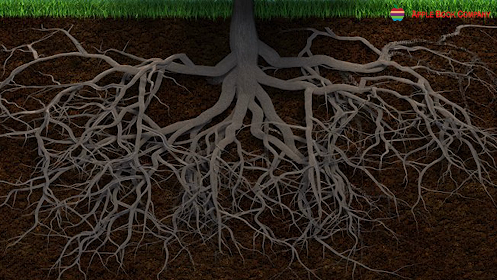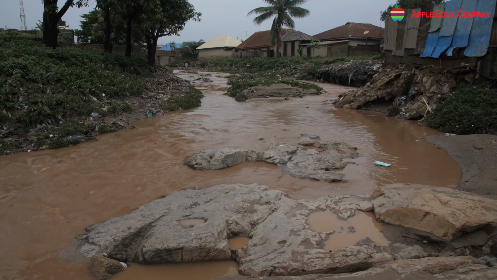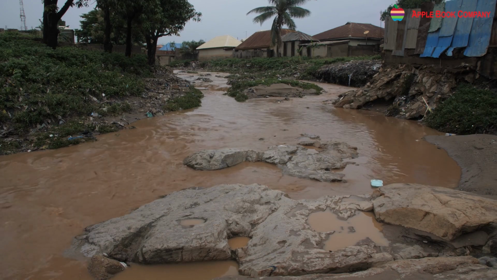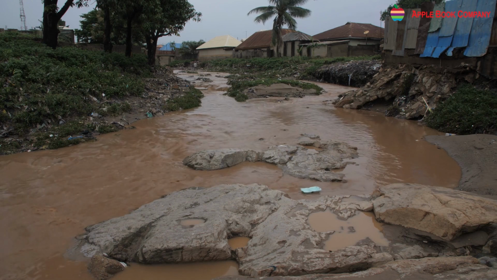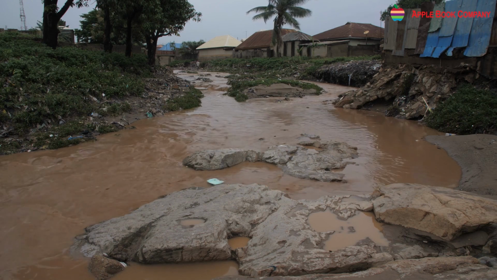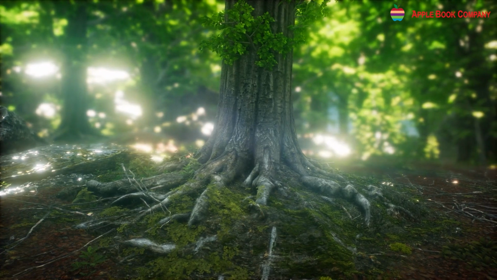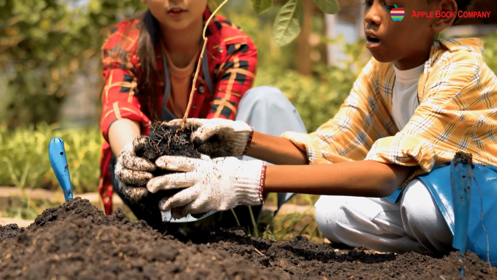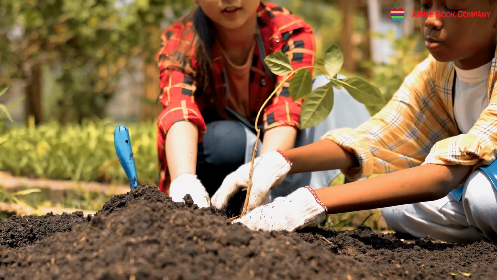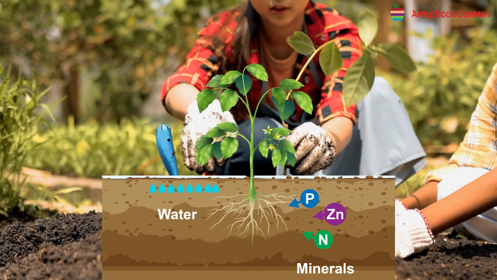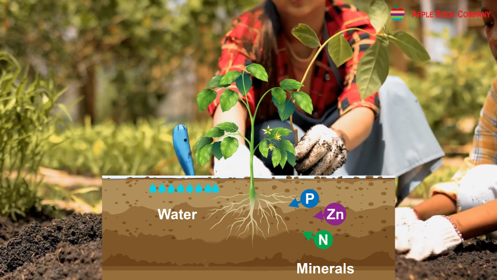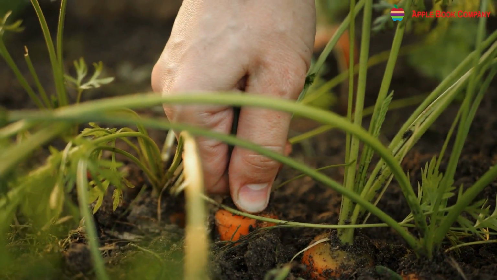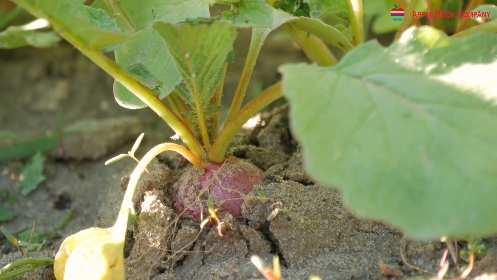Roots bind the soil. This prevents soil erosion. Soil erosion is the process in which the top fertile layer of the soil is blown away by wind or washed away by water. Hence, plants play a significant role in binding the soil. That is another reason why we must plant more trees. Roots help to absorb water and minerals from the soil and pass it to the stem. Some roots store food for the plant, for example, carrot, radish, etc.